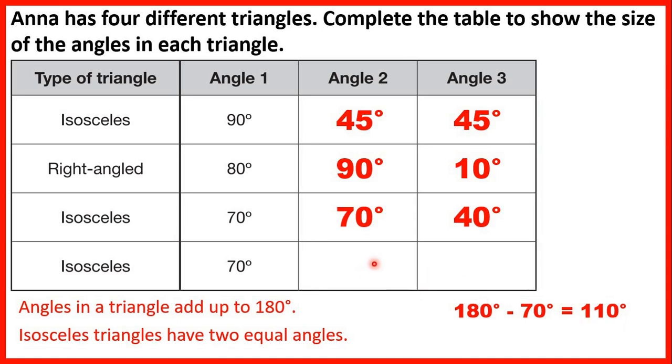And if these two angles are the same and they add up to 110, we can divide that by 2, and that tells us that these angles might both be 55 degrees, because 70 plus 55 plus 55 is 180, and we have an isosceles triangle because we have two angles which are the same size.